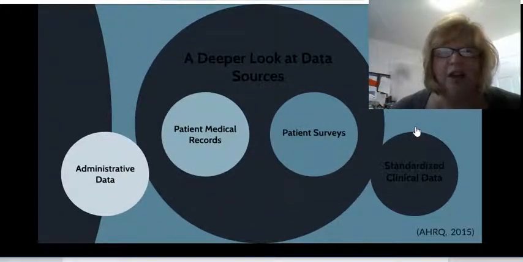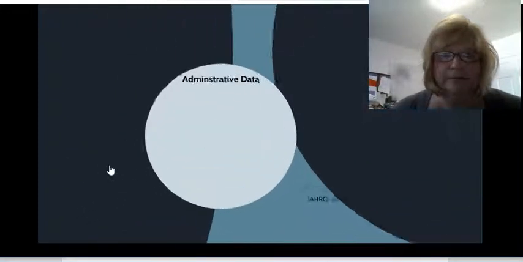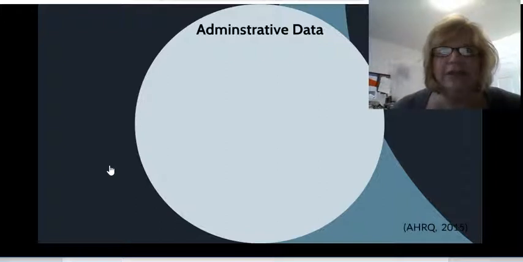Sources of data also include administrative data, patient medical record data, patient survey data, and standardized clinical data. Administrative data is gathered from claims, encounters, enrollment, and provider systems. Common elements of administrative data include the type of service, the number of units, which could be things such as the days of service, diagnosis and procedure codes, service location, the amount billed for services, and the amount reimbursed.